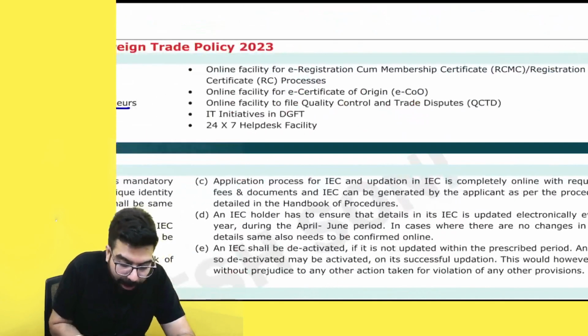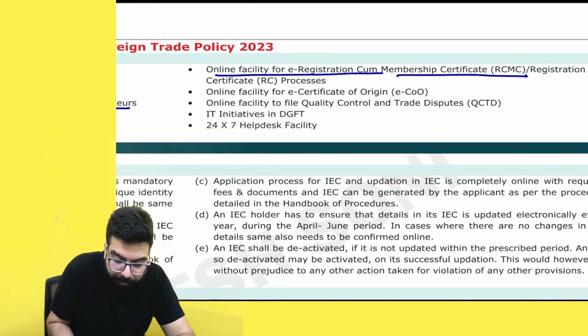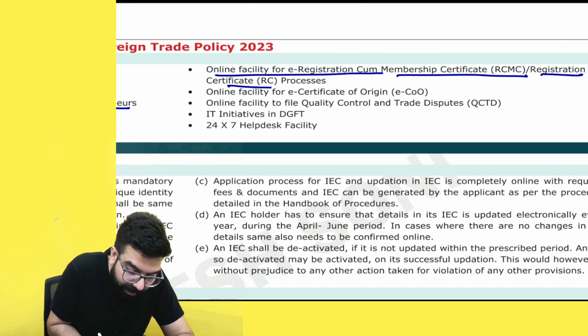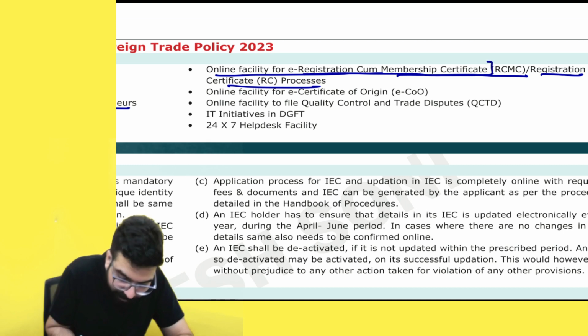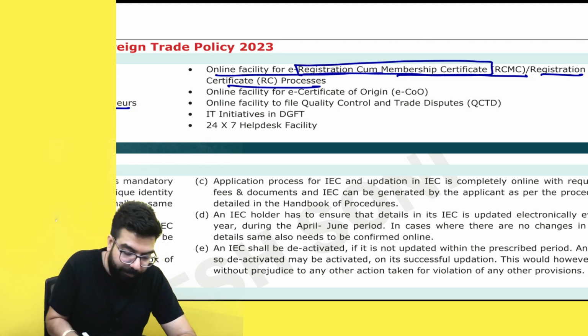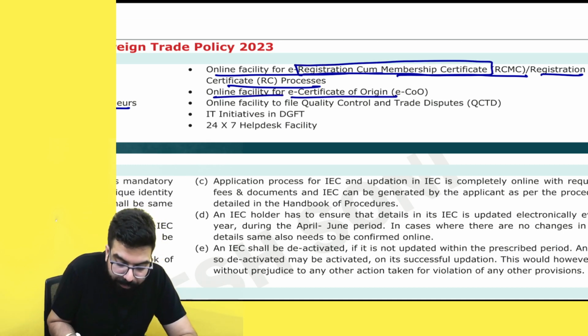Then online facility for registration cum membership certificate. Baba, this registration cum membership certificate I will be talking about a little later. Next, online facilitation for certificate of origin.